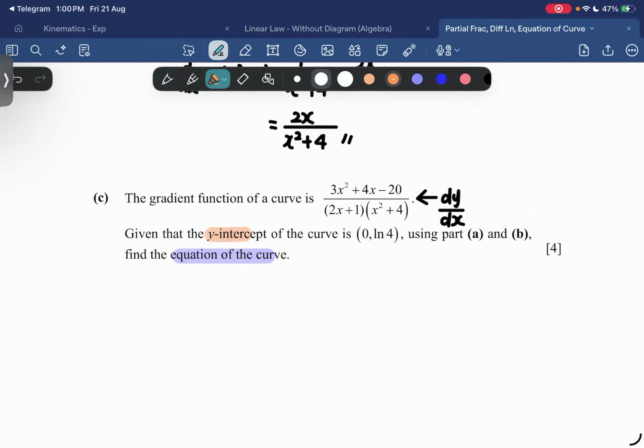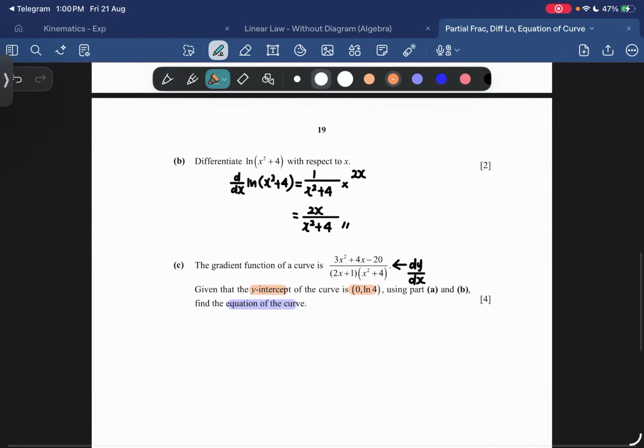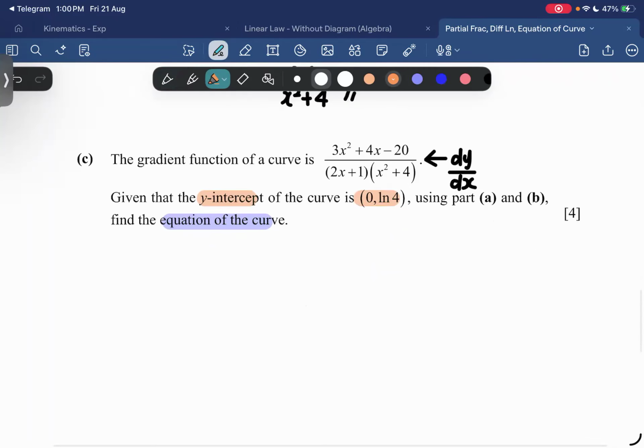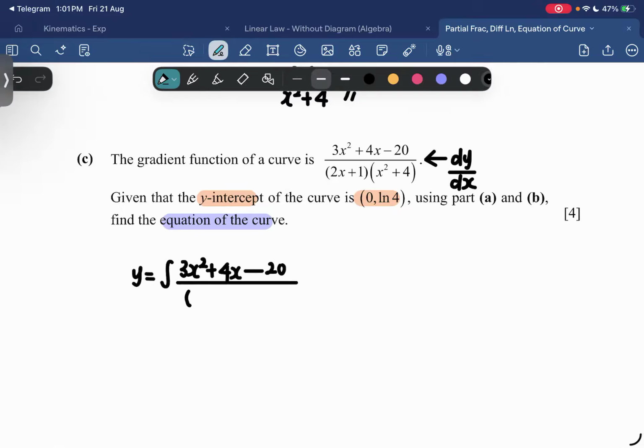So they say the y-intercept is this, and then using a and b. So now we need to integrate, okay? So we just integrate first. So y equals that thing, right? y equals the integral of (3x squared plus 4x minus 20) over (2x plus 1)(x squared plus 4).